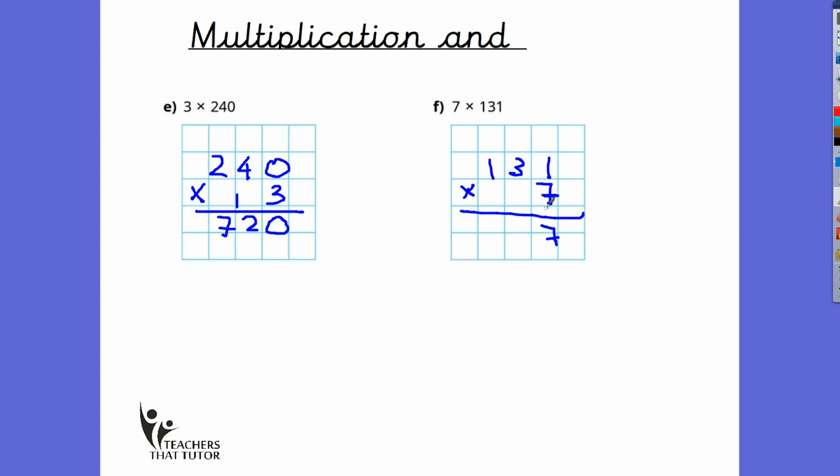1 times 7 is 7. 3 times 7 is 21. 1 down and carry the 2. 1 7 is 7, and 2 is 8, 9.